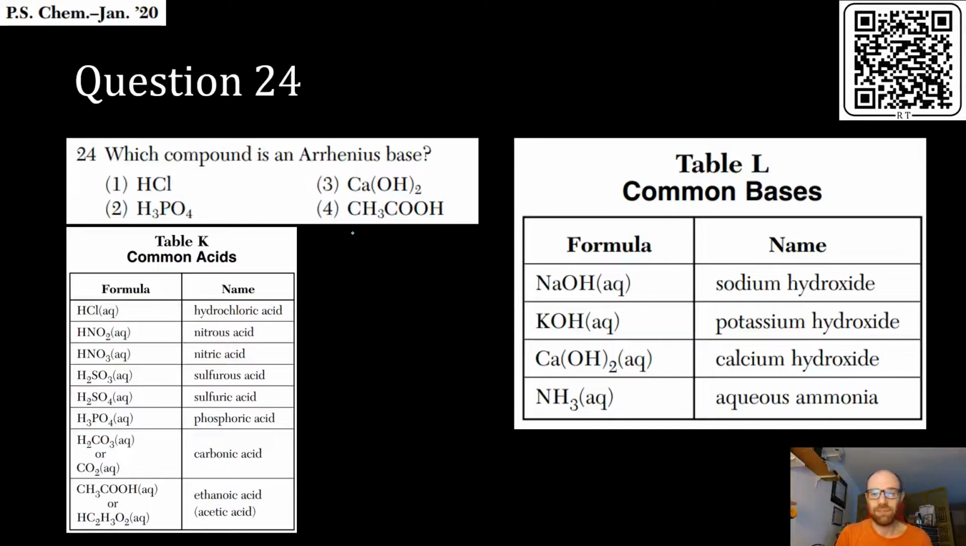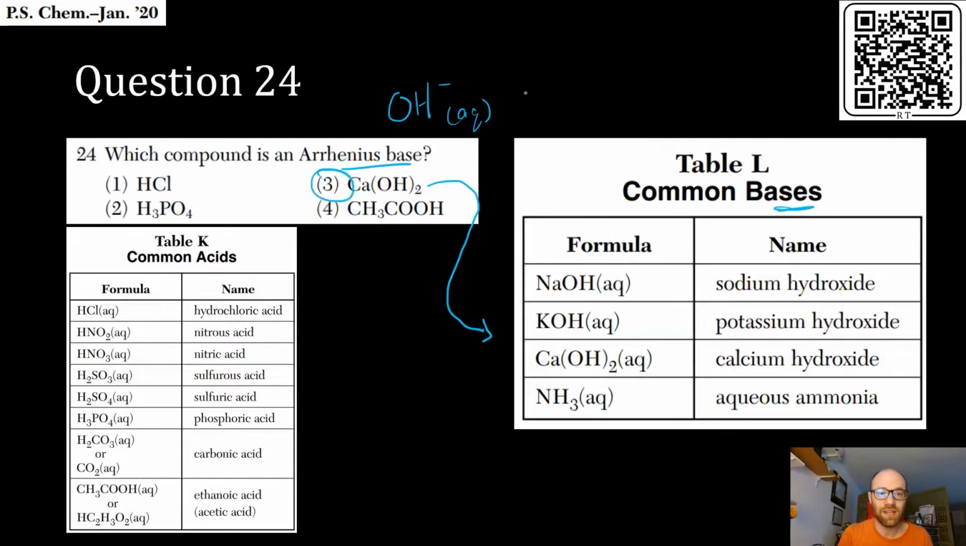For acids and bases, Tables K and L are going to be your best friends. Which one is an Arrhenius base? Arrhenius bases create OH minus aqueous ions as the only anion in solution. So if you don't remember that, you can just look at your common bases, and usually for the Regents, we're going to pick whichever one shows up on the table. So our answer here is going to be 3.